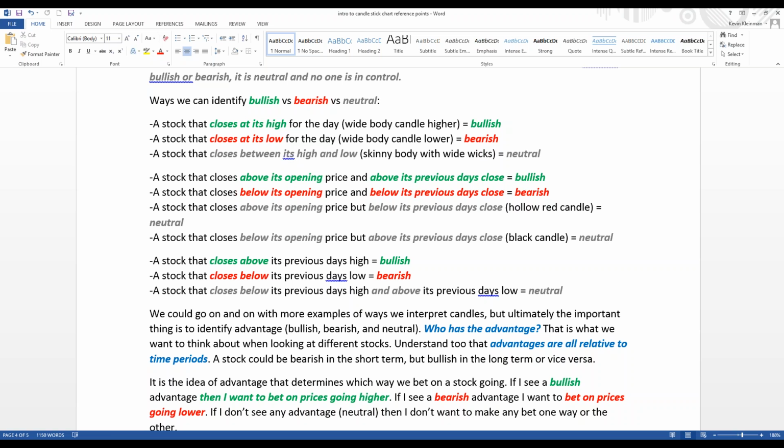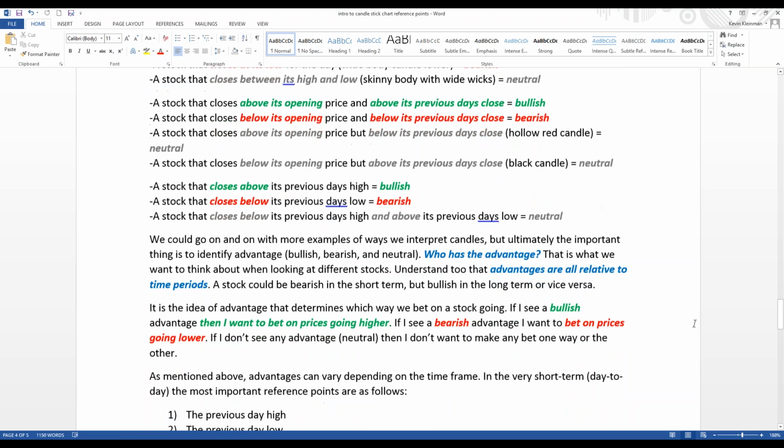You need to understand too that advantages are all relative to time periods. A stock could look bearish in the short term, but bullish in the long term, depending on if you're looking at a 1 week or 2 week chart versus a 6 month or 12-month chart. You might see conflicting signals.